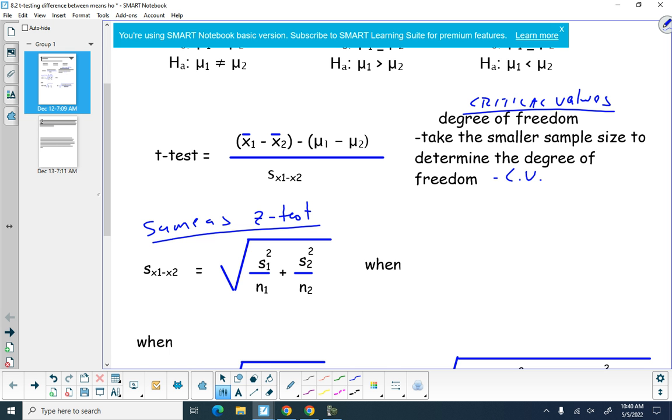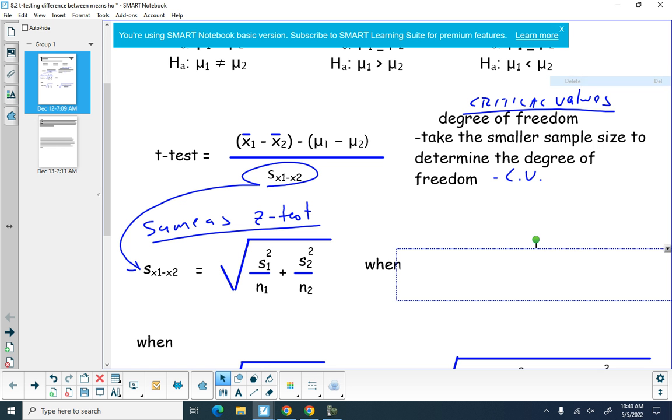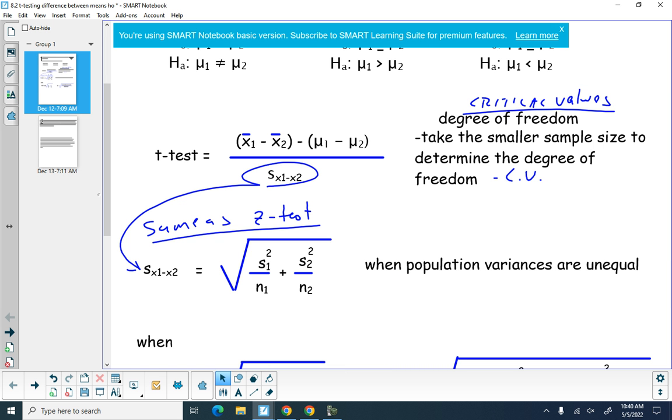To find this denominator here, it is the same as the z-test when the population variances are unequal. When your population variances are unequal, and they will state this within the problem, you do the exact same thing as you just did with the z-test. Once again, the only thing that is different is finding those critical values.